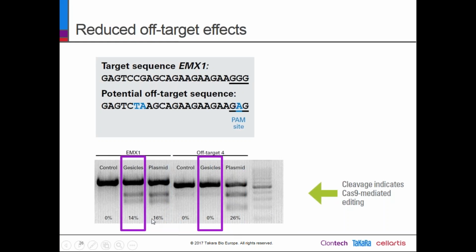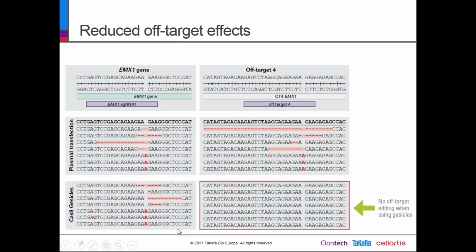When using vesicles, we had comparable efficiency for the EMX1 site, but you can see that the off-target site here is very clean and comparable to the negative control. This was also clear in the sequences of single clones. Again, here on the left we have the EMX1 site, and on the right the off-target site, with plasmid delivery on top, and vesicle delivery on the bottom.